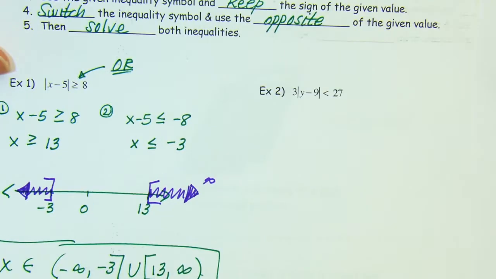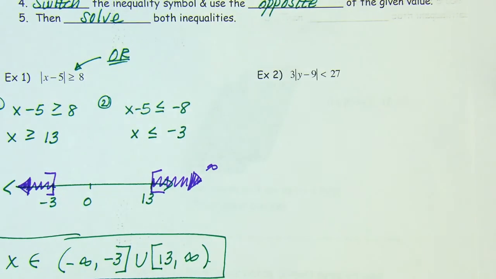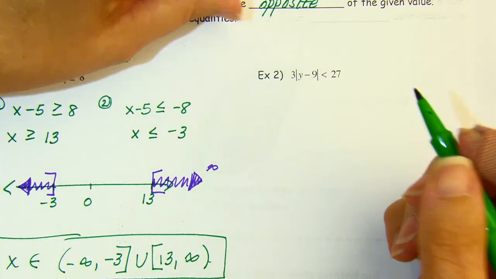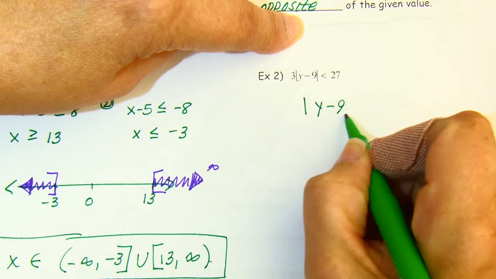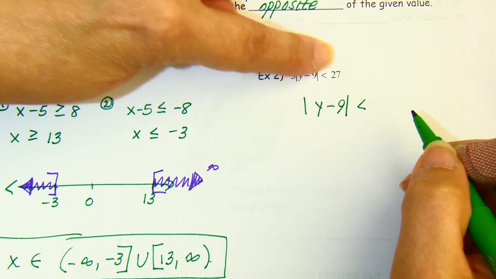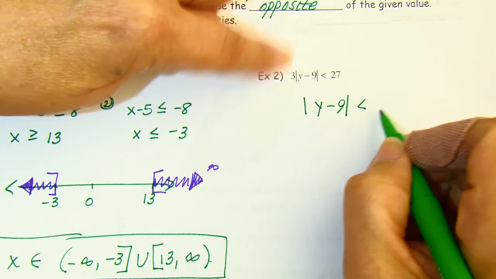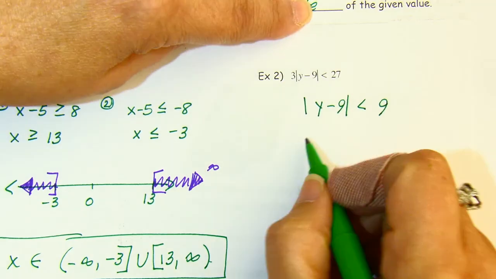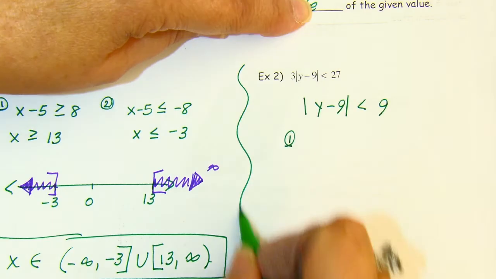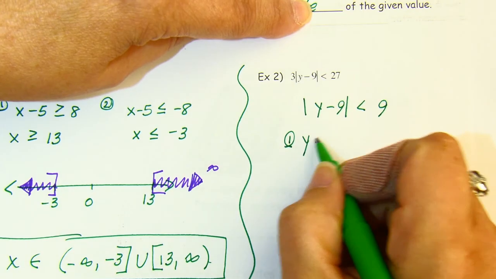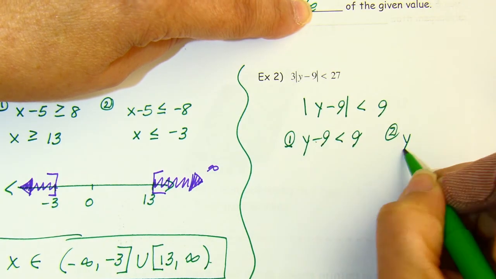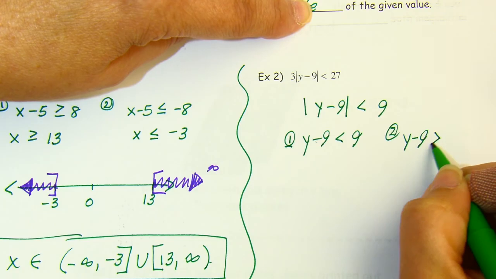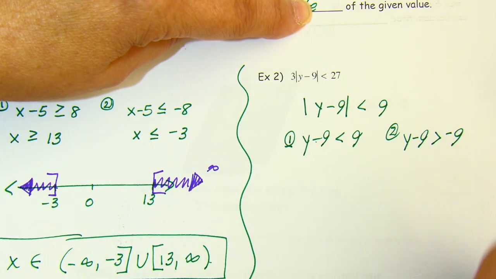Example 2, I have to get rid of the 3 first because the absolute value expression on the left side of the inequality is not isolated. So you have to divide first. So you get absolute value of y subtract 9 less than, I'm dividing, 27 divided by 3 is 9. Now I can set up my two cases. Case 1 is take what's in the bars out, keep the symbol, keep the sign. Case 2 is take what's in the bars out, flip the symbol, switch the sign.